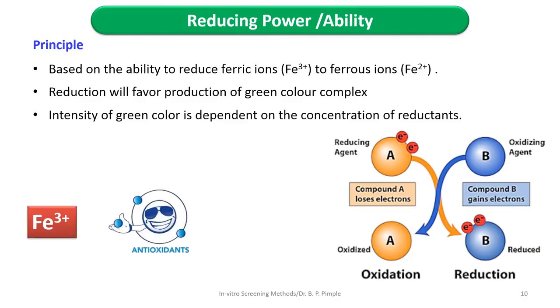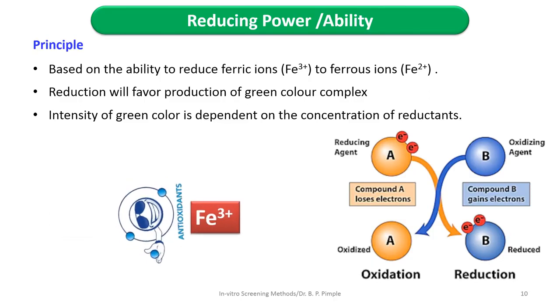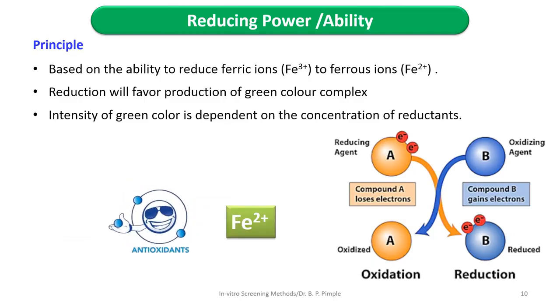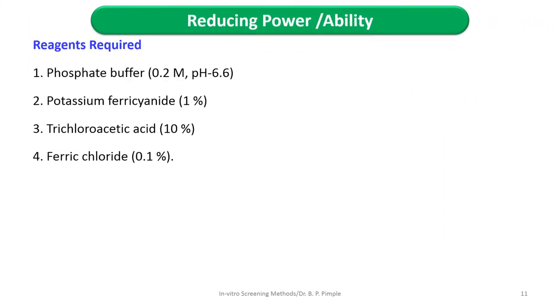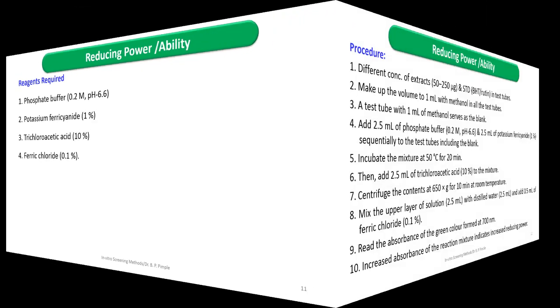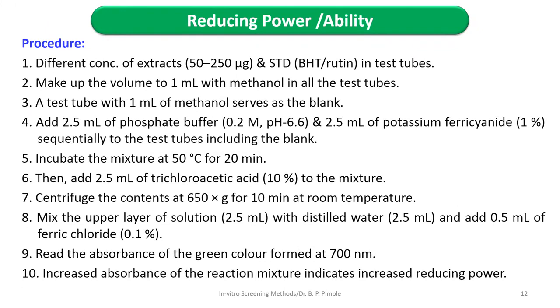Ferric ions are converted to ferrous by the antioxidant. Once they are converted to ferrous, they get green color. Required for this activity are phosphate buffer, potassium ferricyanide, trichloroacetic acid. This is the detailed mechanism, or sorry, procedure for this process.